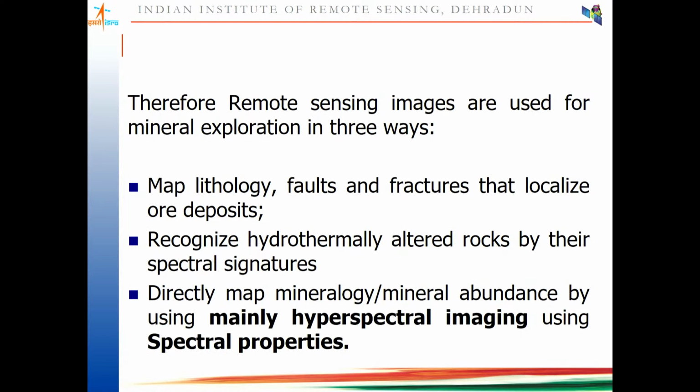Now, let's see the importance of hyperspectral. Fault fractures we can identify using multispectral. Hydrothermal altered rock at times can also be identified with that. But when we are talking about mineral abundance or identification of material or mineral, that is mainly possible using hyperspectral imaging, using the spectral property of the pixel.